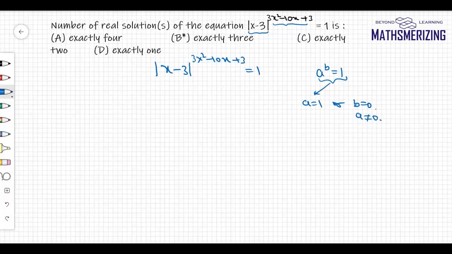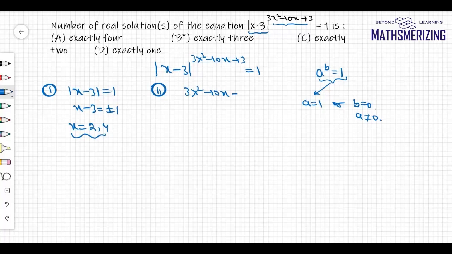So now case 1, either mod of x minus 3 is equal to 1, in which case x minus 3 equals plus or minus 1, so x is either 2 or 4. Now the second case is when power is 0. So this is 3x square minus 10x plus 3 is equal to 0. So (3x minus 1)(x minus 3) is equal to 0. So I get x as 1 by 3 and x equals 3.